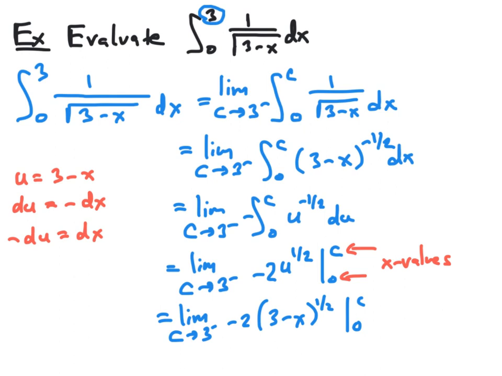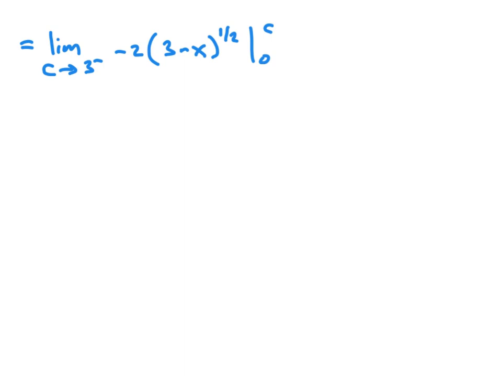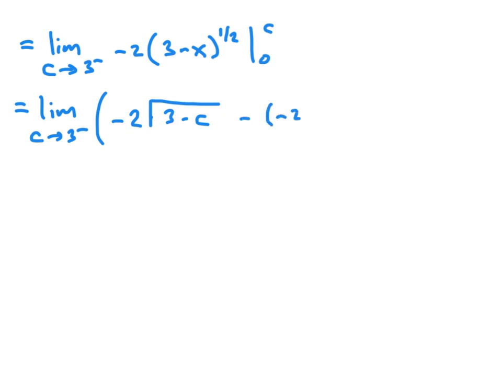So carrying on from this point, we want to continue to keep the limit as c goes to 3 from the left here. When we let x equal c, we're going to get -2 times the square root of 3 minus c. Recall that we can rewrite something to the 1/2 power as the square root of that expression. So we get -2 times the square root of 3 minus c, minus -2 times the square root of 3 minus 0, which will be just the square root of 3.